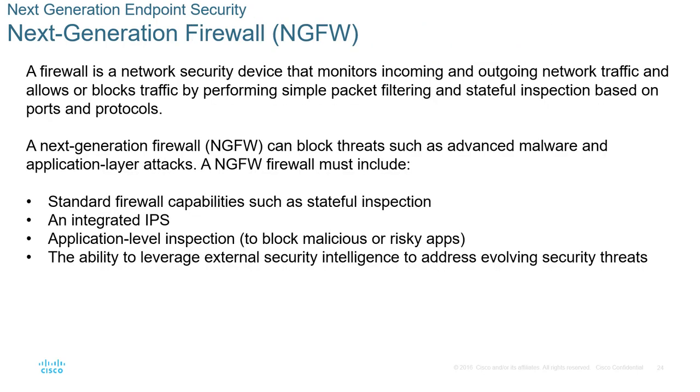Moving past our next-generation IPSs, we have our next-generation firewalls. Our next-generation firewalls block threats. Things like advanced malware and application layer attacks are where the next-generation firewall really shines. It's no longer just filtering off of source, destination, and layer 3. It is now doing layer 3, layer 4, and layer 7 based protection. The next-generation firewall does integrate an IPS. It also looks at application inspection, and it has the ability to leverage external security intelligence to address the growing security climate.